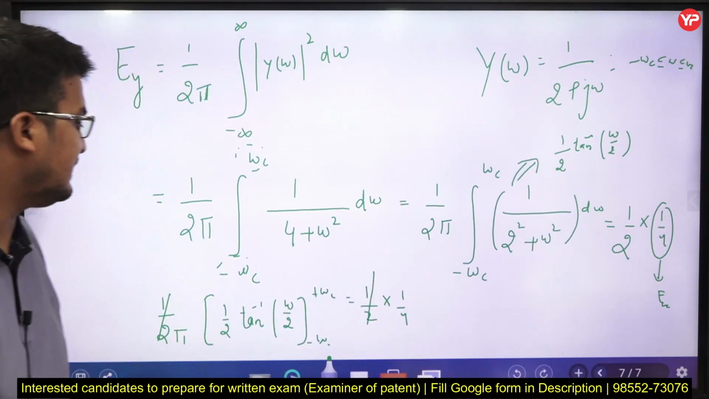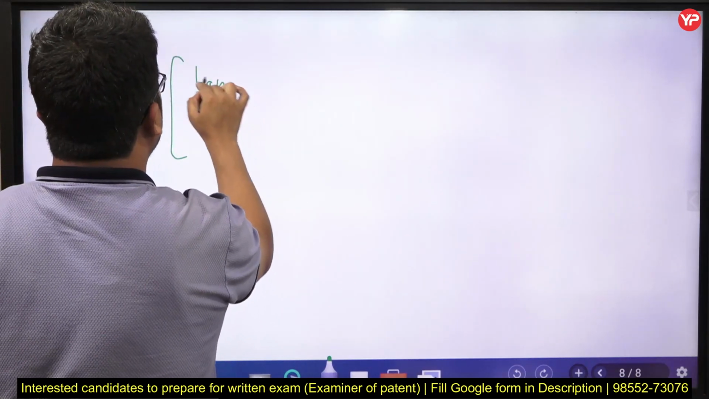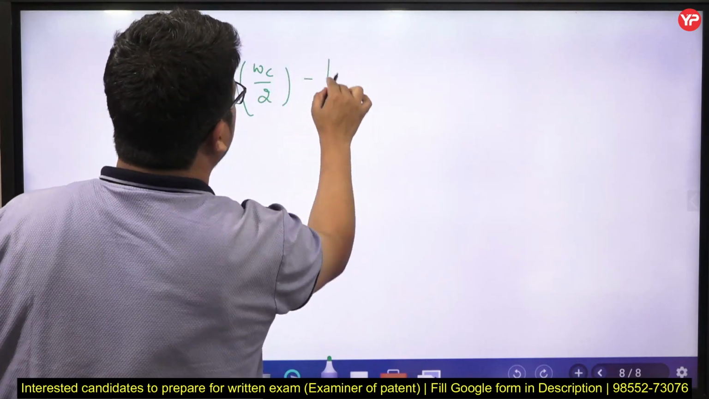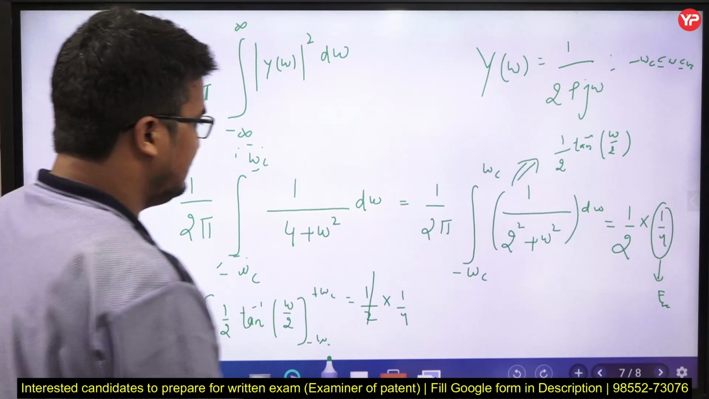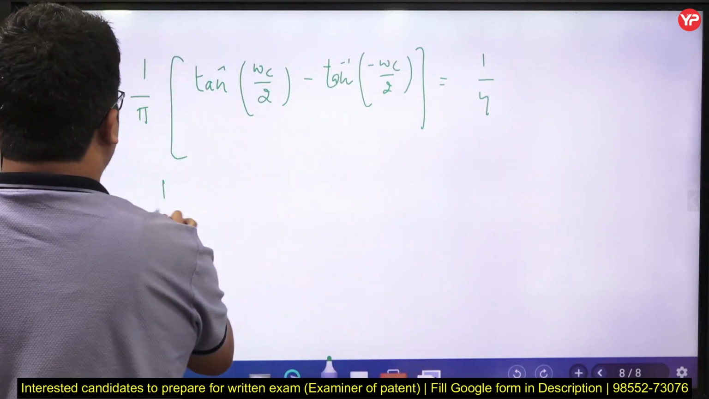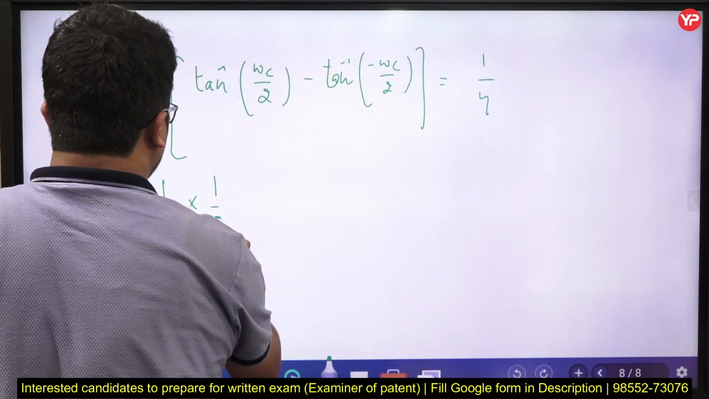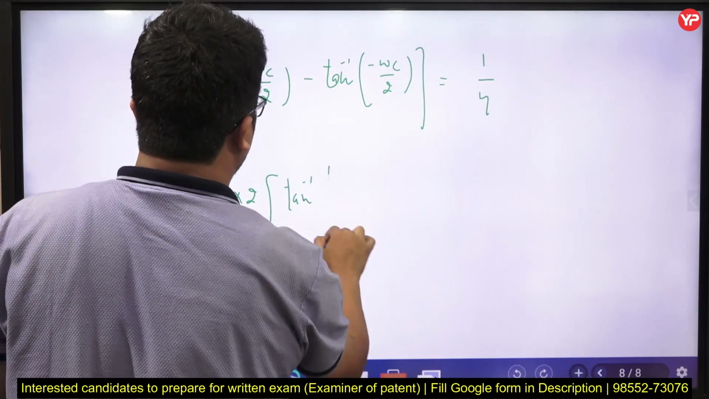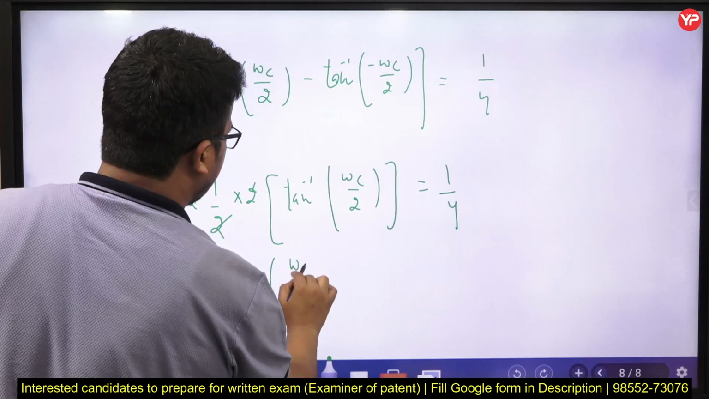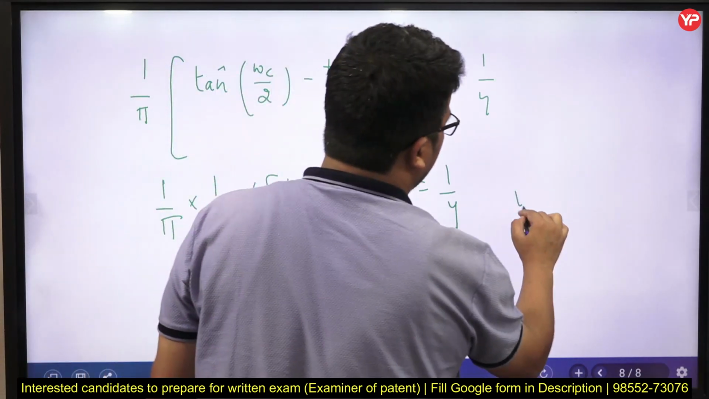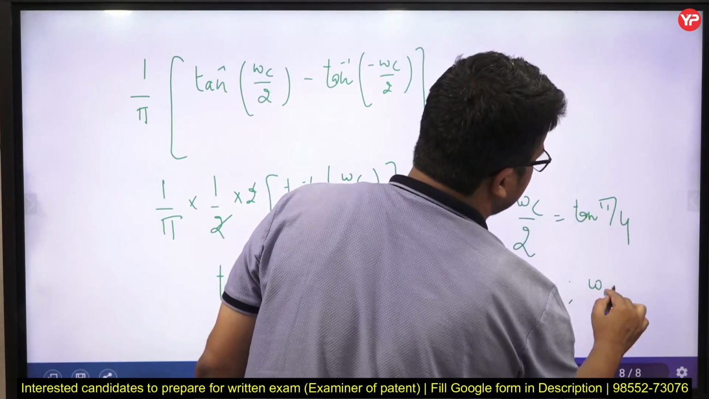So if I solve it further, check it please. I will end up getting 1 upon pi times the bracket of tan inverse of omega c by 2 minus tan inverse of minus omega c by 2, and that will be equal to, let me check again, yes, 1 upon 4. So I can write 1 upon pi, 1 upon 2 multiplied by 2 and inside tan inverse of omega c by 2, equal to 1 upon 4. This 2 will cancel out. Can I write tan inverse of omega c by 2 is equal to pi by 4? And we can write omega c by 2 is equal to tan of pi by 4. So omega c by 2 is equal to 1 and omega c is equal to 2 radian per second.